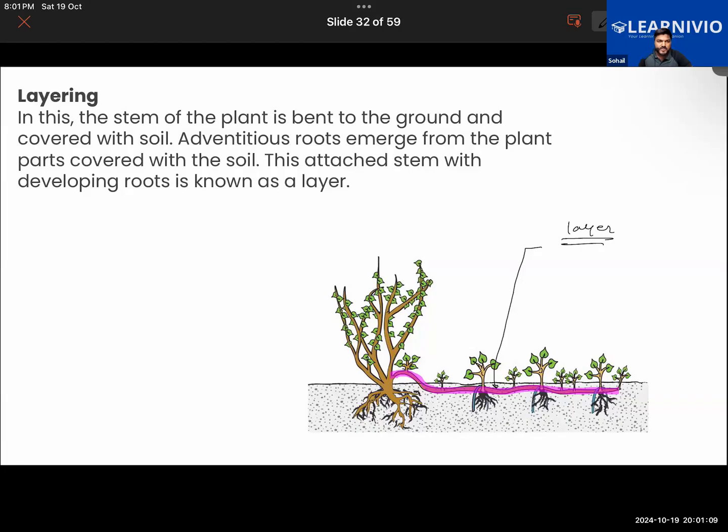Can you repeat the layering again? Can you repeat what layering is?